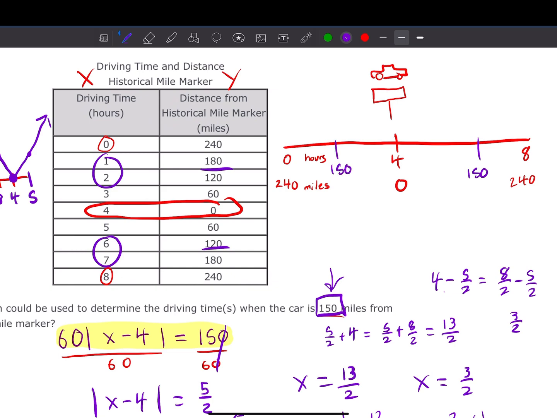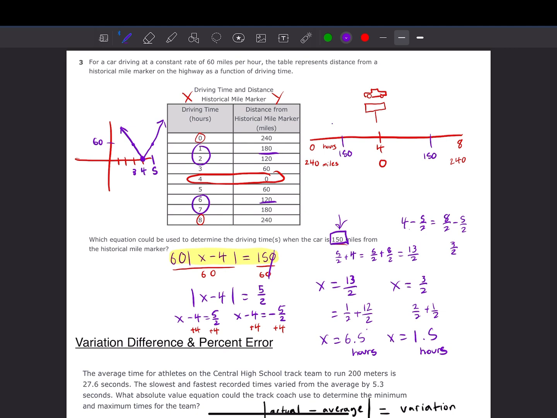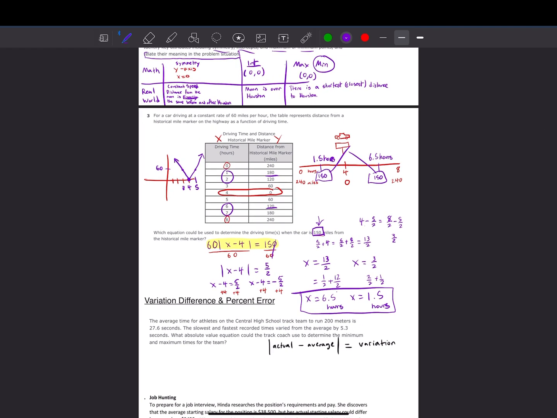At 150 miles, we would be into our trip 1.5 hours. And we would be into our trip 6.5 hours. That is when we're 150 miles away from the mile marker. There's 2 times where it happens, 1.5 hours and 6.5 hours. So these are both our answers. Okay?